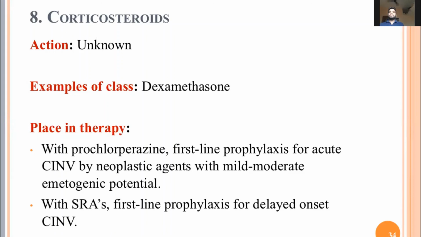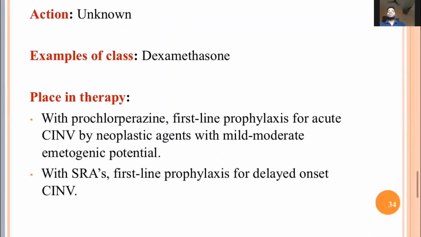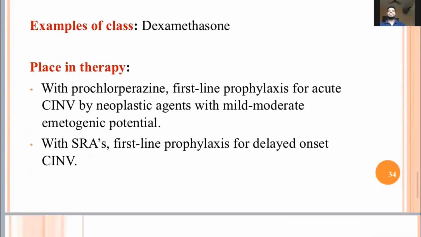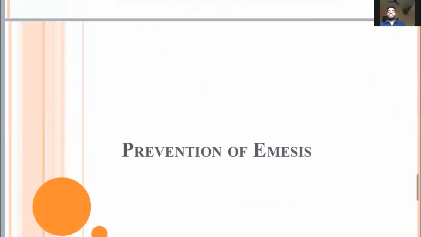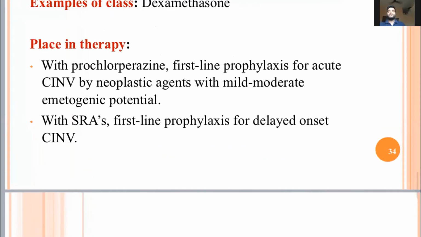This is used in combination therapy with prochlorperazine as a first line for acute CINV, and then also a serotonin receptor antagonist as a first line for delayed onset chemotherapy-induced nausea and vomiting. So these were the treatment modalities that we have.